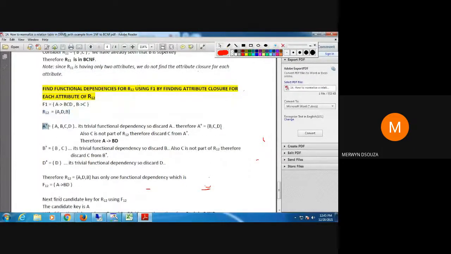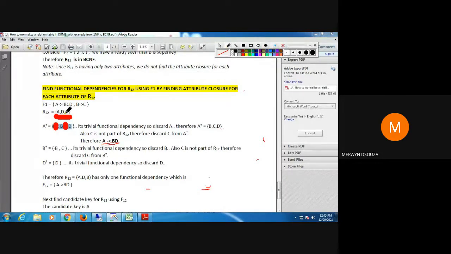You get the A closure. You'll get A, B, C, D. A is a trivial functional dependency, so you can discard A. Then you will see that C is not part of this R12, so you will discard that C. What remains is B and D. So therefore you will get A determines BD.